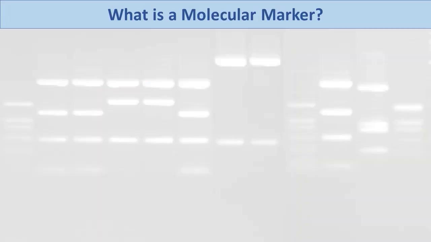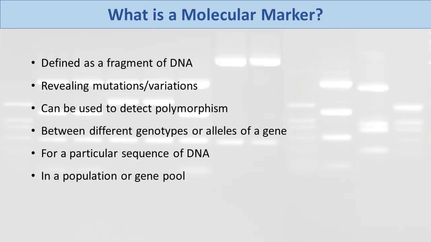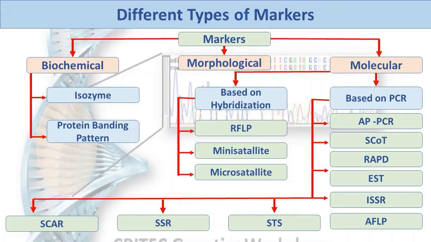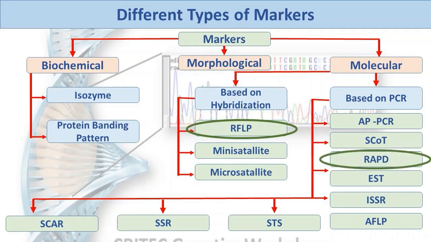Now, let's see what is a molecular marker. Well, a molecular marker can be defined as a fragment of DNA and it can reveal mutations. It can also be used to detect polymorphisms between different genotypes or alleles of a gene for a particular sequence of DNA in a gene pool. So, there are several types of markers. In here we are going to discuss RFLP marker and rapid molecular marker.